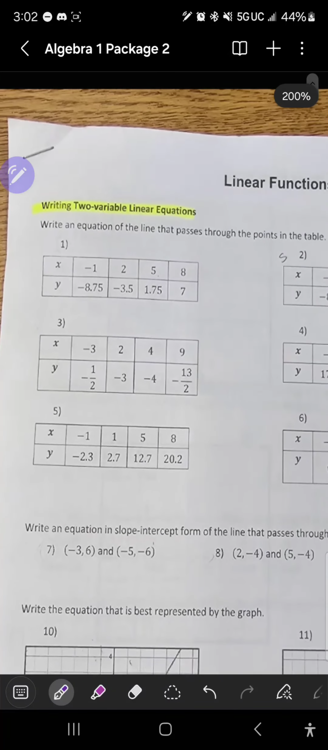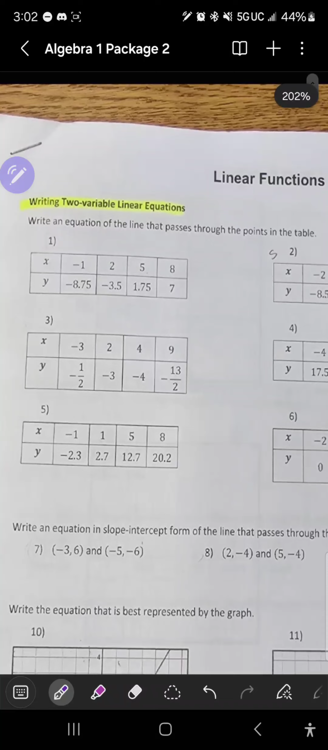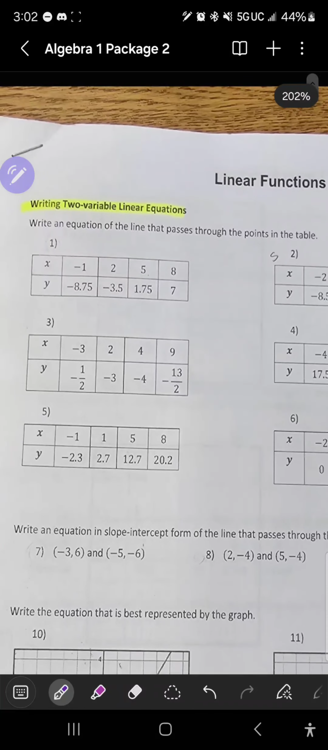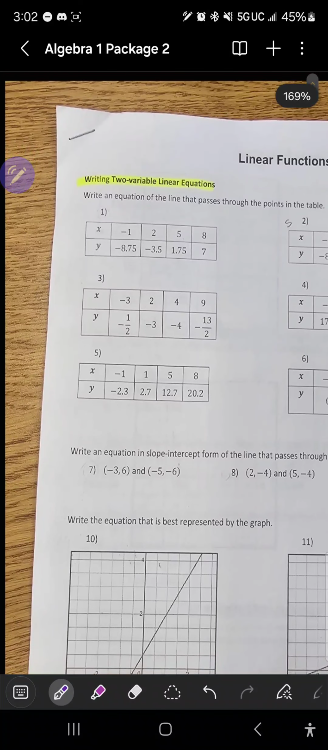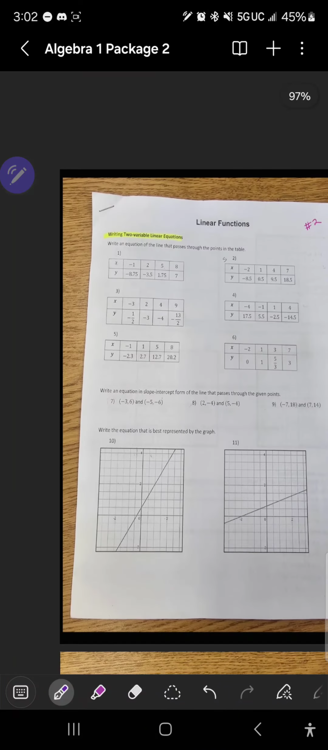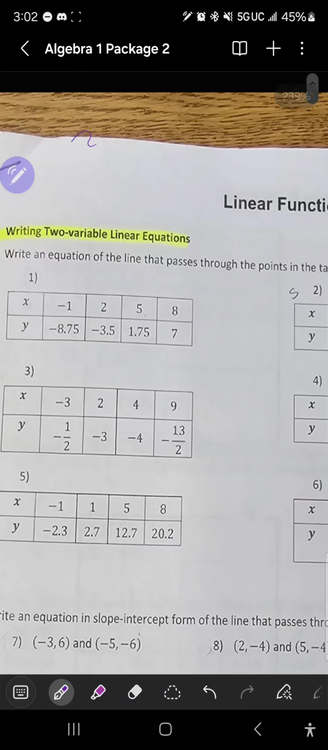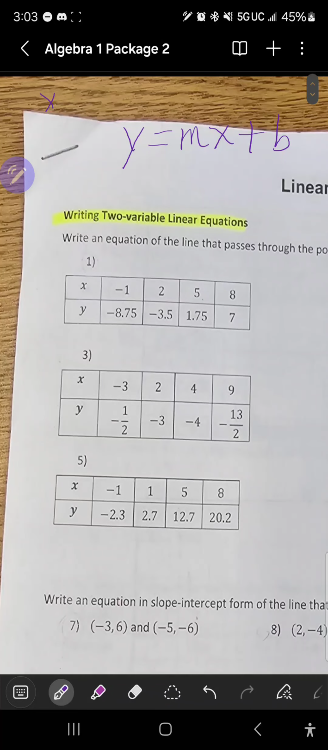First, write an equation of the line that passes through the points in the table. Before doing this, the first and main thing you need to know about linear equations is the formula, which is y equals mx plus b. x, y are the points, the coordinates.